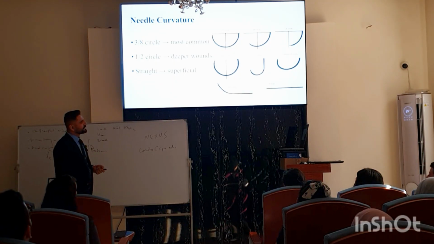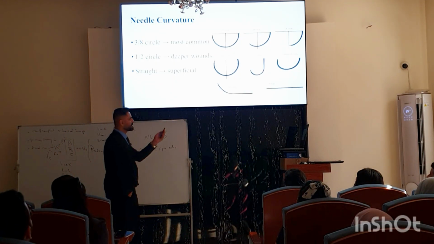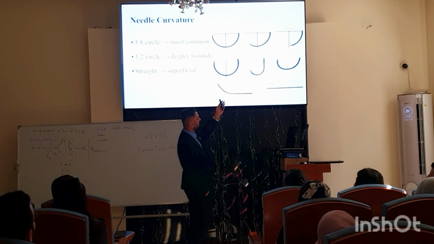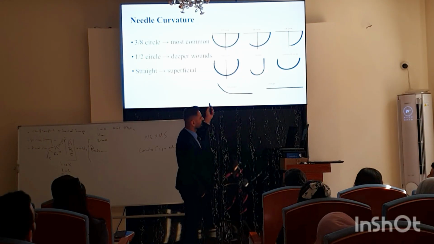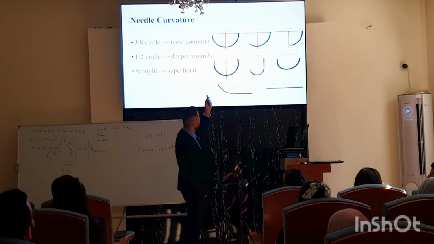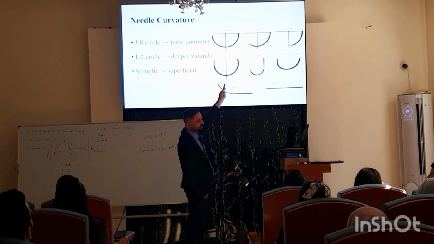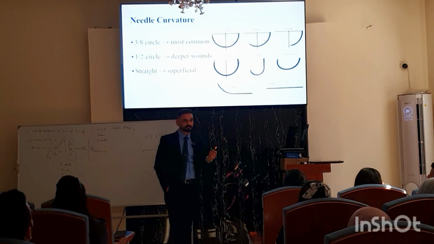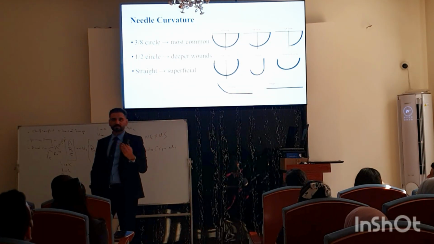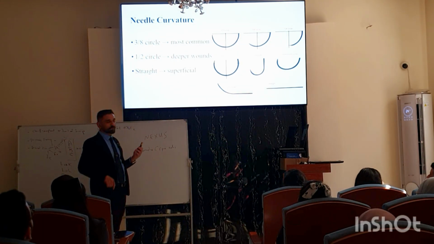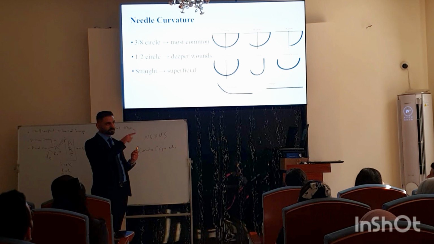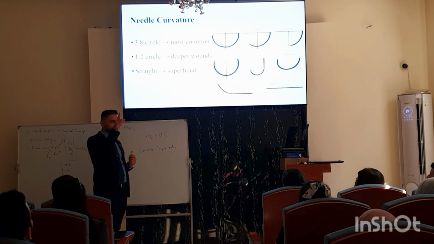Then the curvature. There are many shapes of the needles. Everything is written on the cover of the needle, but of the suture, sorry. But in main practice, we have a half circle and the 3/8 circle. These are the types that are most commonly used. The idea behind this: the more curved the needle, the easier it is for the needle to go in and go out.